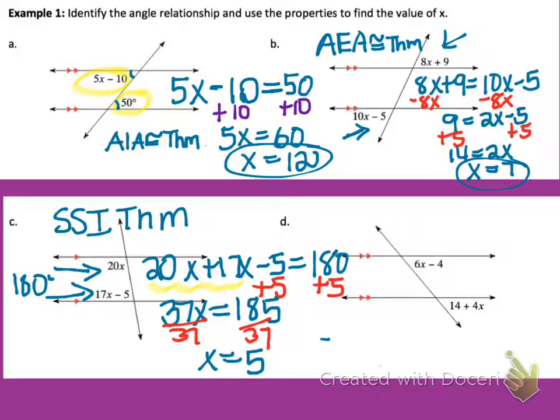So here's where we're going to have this one be a U try. I want you to see if you can identify in D what kind of angles these are from the angle pairs we studied. Identify a relationship there, and then solve to find out what x is. So go ahead and pause the video now for your U try question. Be sure to state the property you're using as well.